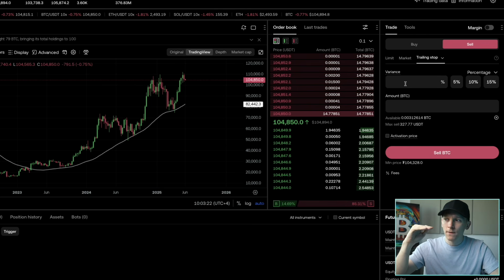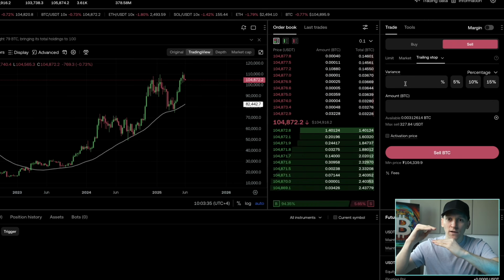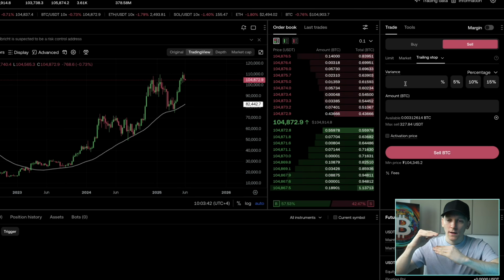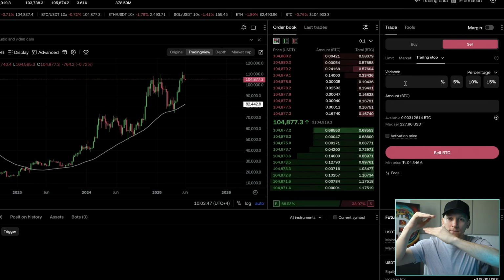So 105,000 now, you have to set your variance below that. So let's say you set it 5% below. The worst case scenario is that the price moves literally straight down from the current price, 5%, and then you sell out at 5% lower. However, if the price moves up, then your variance, your sell order moves also up, keeping that 5% distance. And so it can move up with the order, but it never moves down. So if you move up 10%, you get a 10% better trade, and then it moves down 5%, your sell order doesn't move. And so you get triggered at that price.